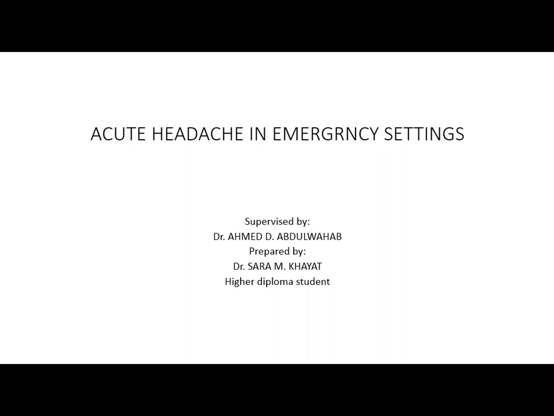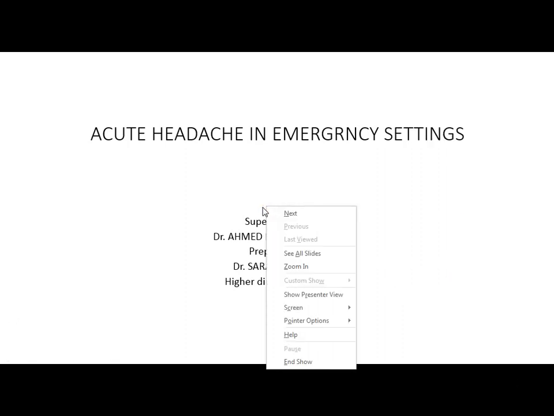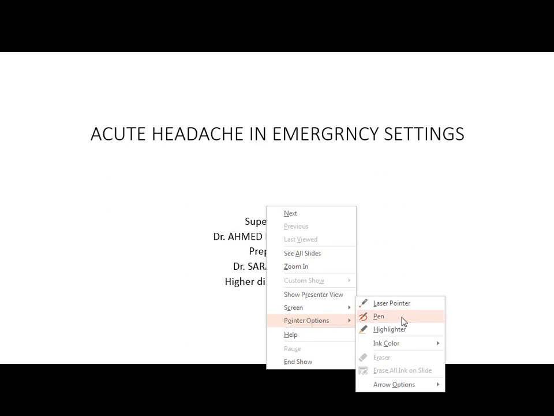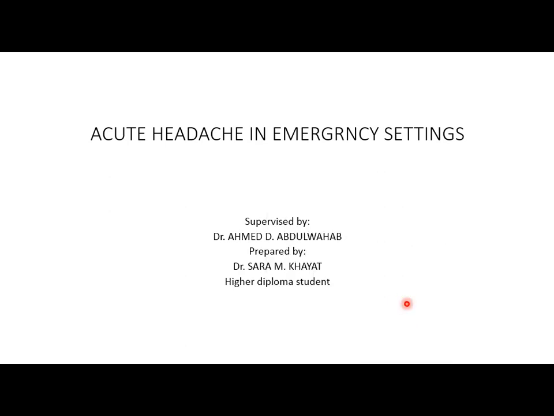We will talk about acute headache in the emergency setting. We will concentrate on the non-traumatic causes of headache, not the traumatic causes. We will exclude those. We will talk only about the non-traumatic causes of acute headache that present in an emergency department. Headache, as we know, is a common symptom, and it accounts for about 2% of the cases that present in the emergency department.